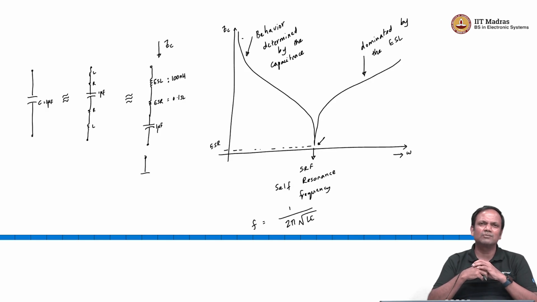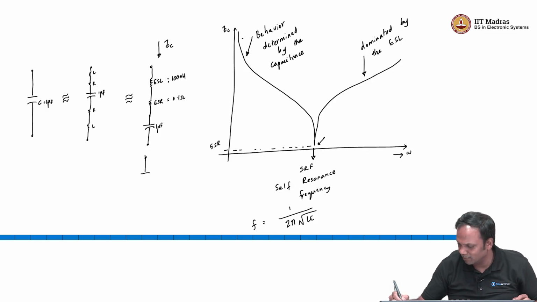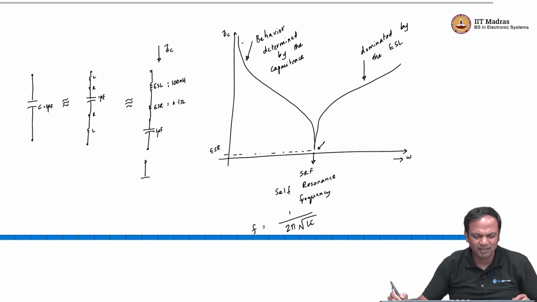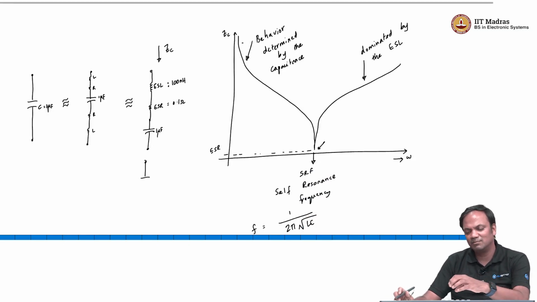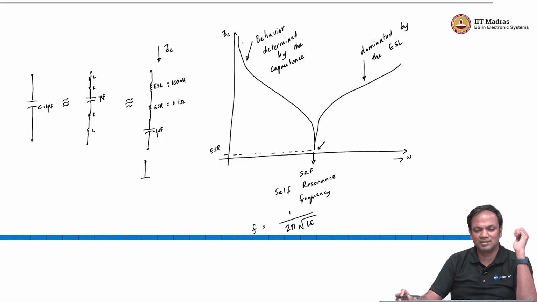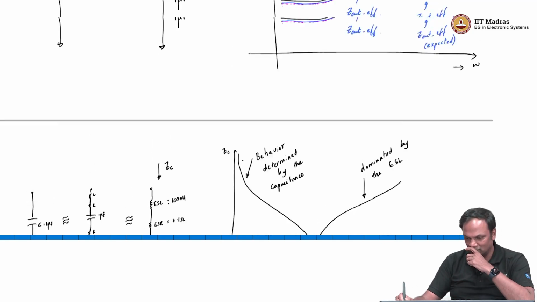Now, the question becomes, okay, is that all there is to it? Can I do nothing about it? No, there is something you can do about it. What you can do is say, okay, if I put a 1 microfarad capacitor, then maybe this is the self-resonating frequency. What if I put a 100 nanofarad capacitor? What if I put a 10 nanofarad capacitor? So, let us now go back here.